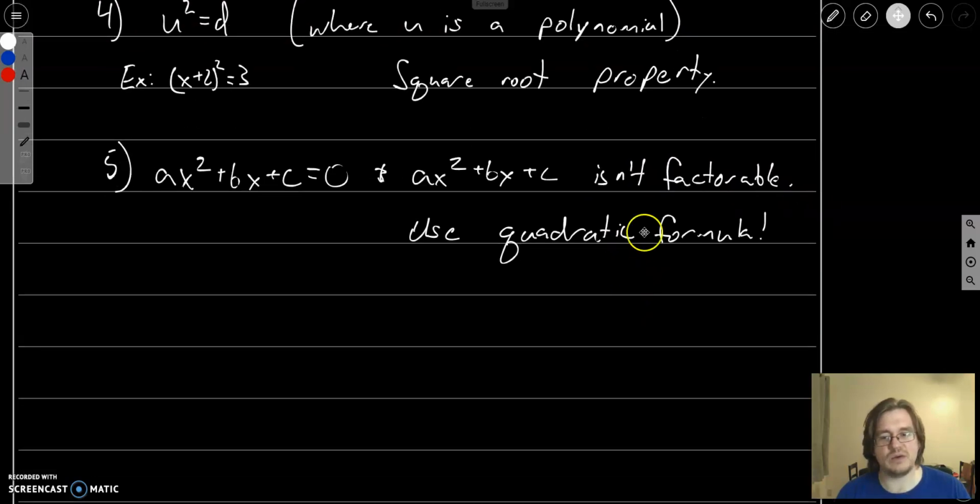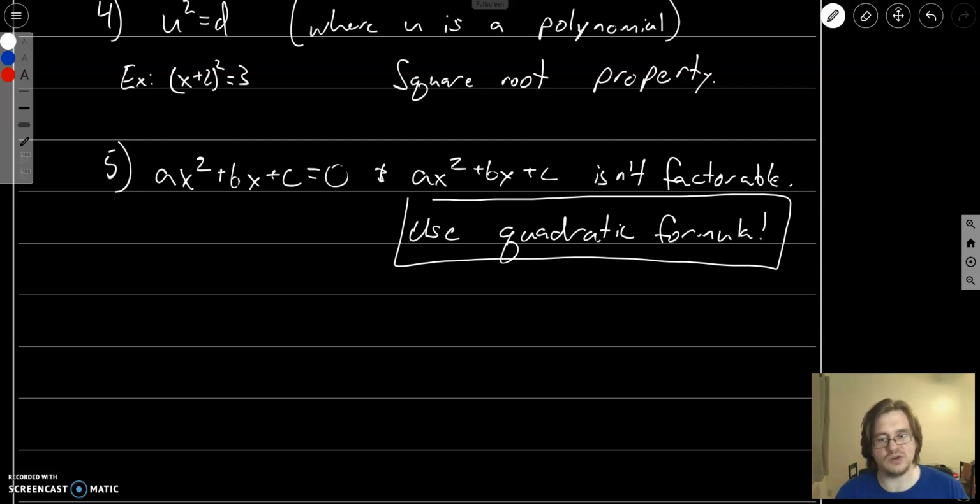And the one method that will always work, that you should always keep in the back of your mind, is just the quadratic formula. If this isn't factorable and none of the other methods really apply, you can just always use the quadratic formula. You'll have to be careful when taking those square roots.